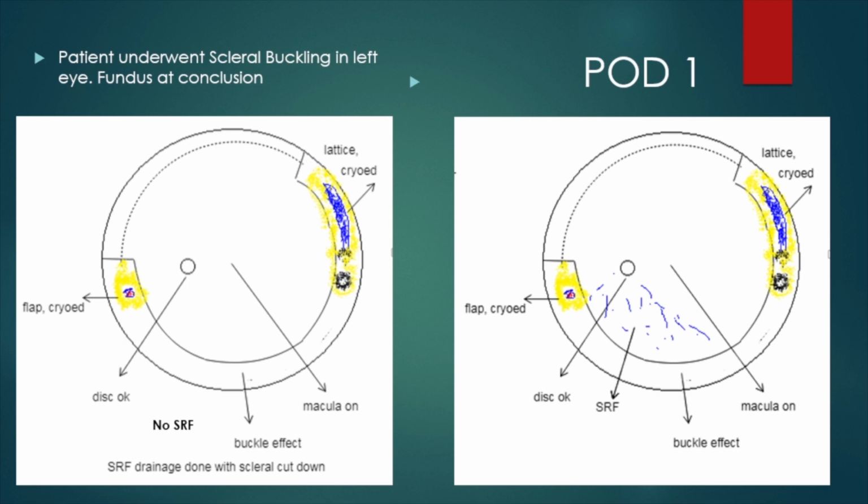So this was the fundus picture of the patient at conclusion of the surgery. Here we see that the break is flat on the buckle. There is no subretinal fluid at the conclusion, and subretinal fluid drainage was done with the scleral cut down technique. Now, when we see the postoperative day one of the patient, we see that there is accumulation of subretinal fluid inferiorly. However, the breaks are flat on the buckle.